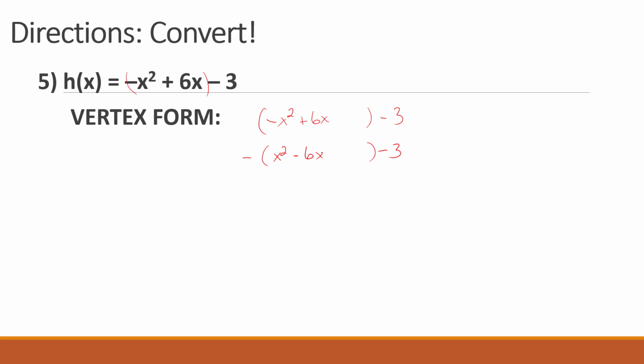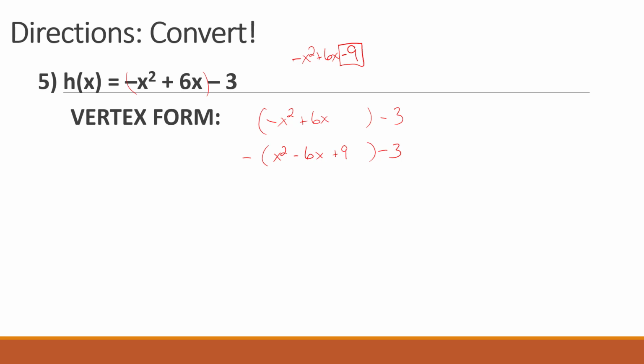Okay. Half of -6 is -3. -3 squared is +9. And again, before we do anything, let's figure out what this negative is going to do to that. Negative times x squared is -x squared. Negative times -6x is +6x. So notice very little has changed in the original equation. Negative times +9 is -9.